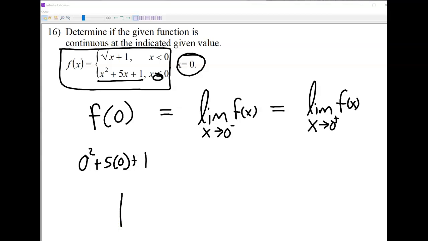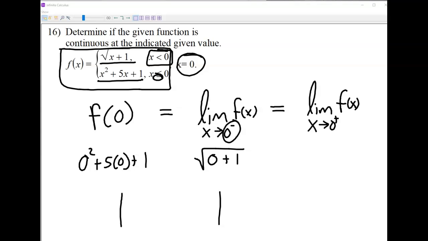Okay? Now if I want to find the limit from the left of 0, that means we're looking for where x is less than 0, and so I'm going to be using this piece. And that gives me the square root of 1, which is 1.